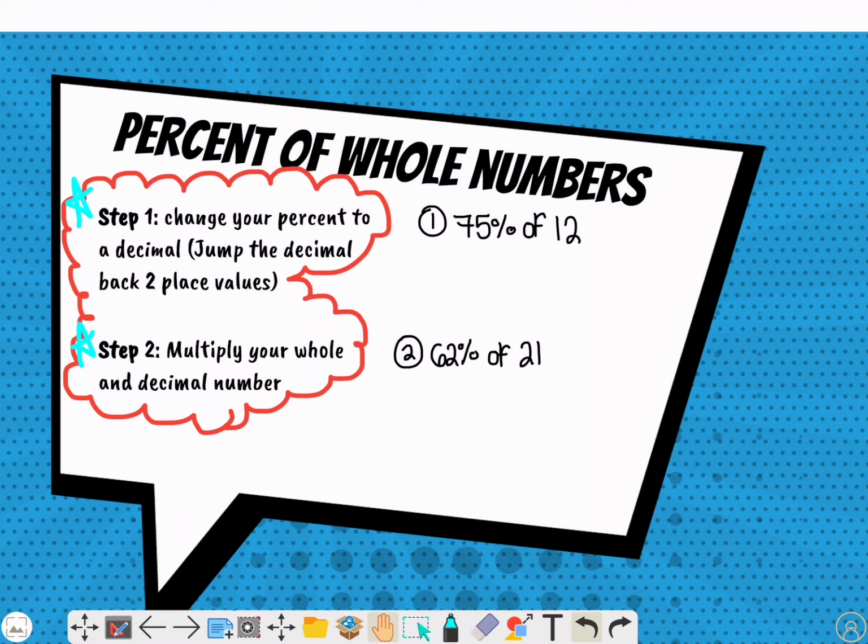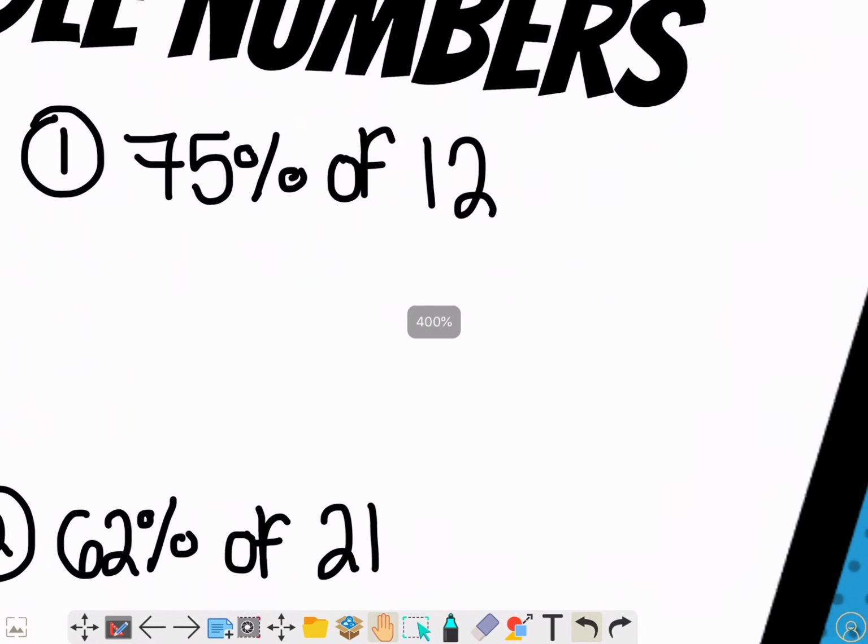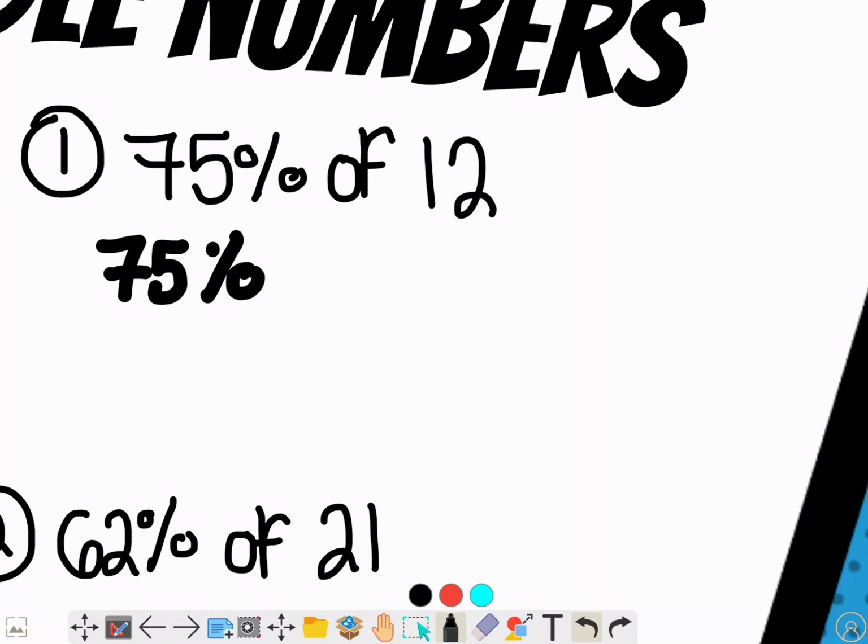So let's take our first problem, 75% of 12. Remember, your answer is always going to be smaller, because 100% of 12 would be 12, so your answer is going to be smaller than 12. So whenever you get the 75%, what you need to do is change that 75% to a decimal.